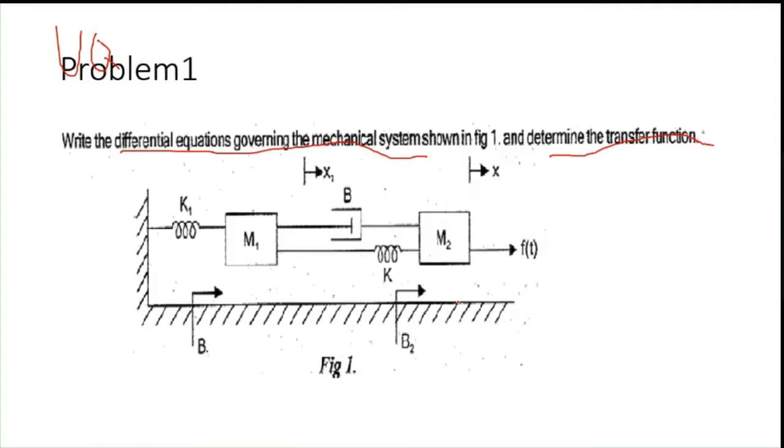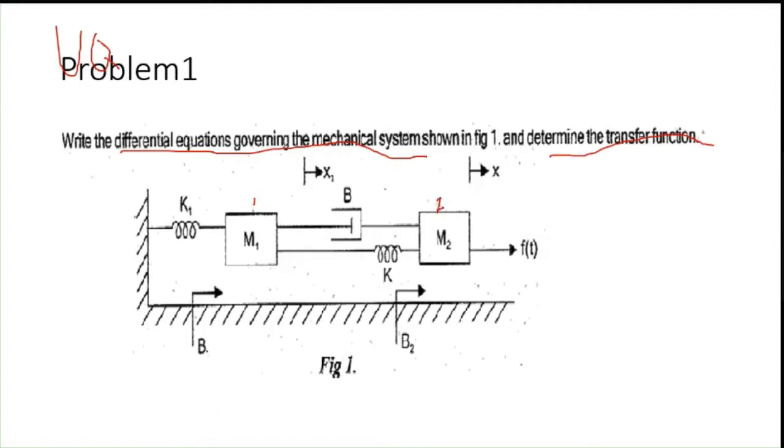For that, the first step is to identify the nodes. Usually we take nodes as the mass elements. How many nodes there will be means how many mass elements there are. In this particular mechanical translational system, there are two mass elements, so we have two nodes. This is the first node, and this is the second node.